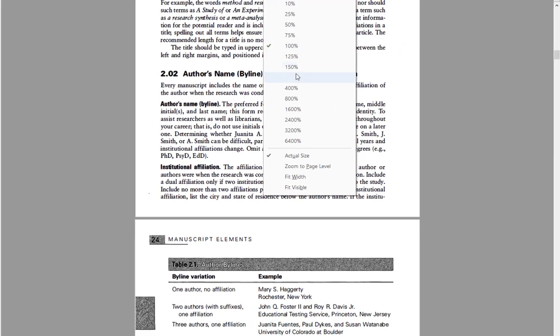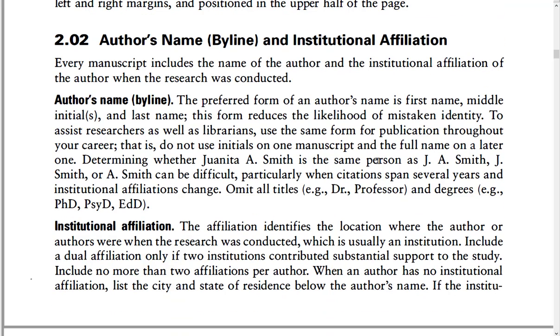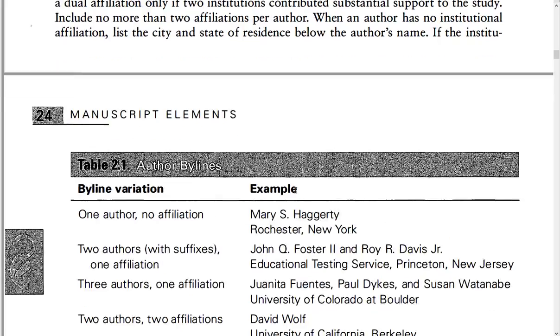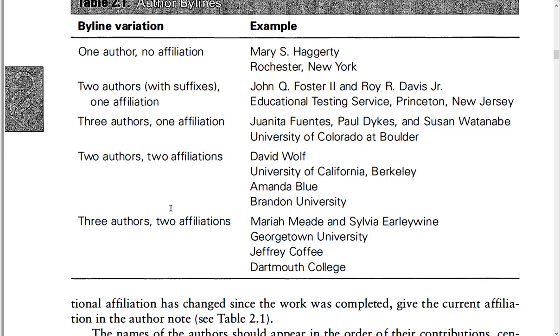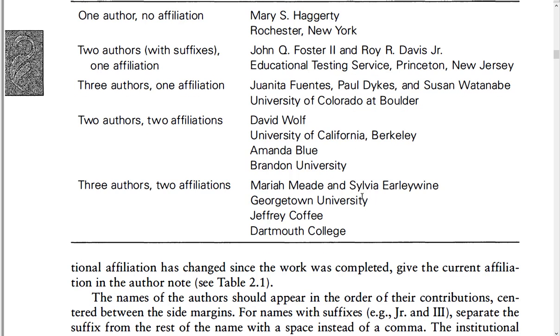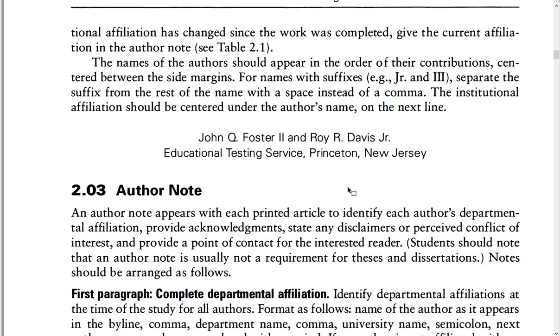I'm actually going to go ahead and increase this real fast just so you can see it a little bit easier on your screen. So again, there's also the byline. We also have the institutional affiliation, which is basically, for our purposes, SUNY New Paltz. And you can see here, like one author, no affiliation, Mary Haggerty, Rochester, New York. But again, the most common one obviously is going to be something like this one right here. David Wolf, University of California, Berkeley, and Amanda Blue, Brandon University. And again, you've probably seen something like that before.